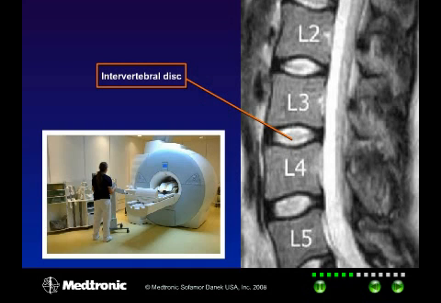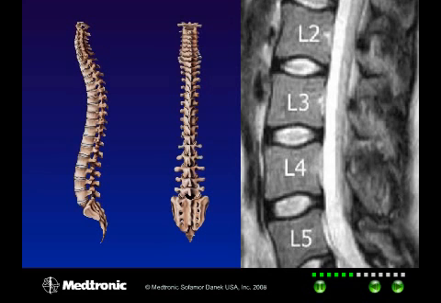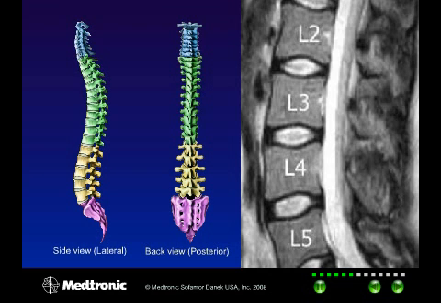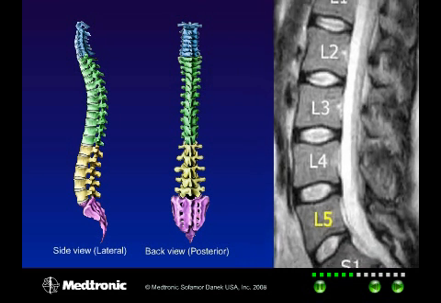The vertebrae are numbered according to the part of the spine: cervical, thoracic, lumbar, and sacral from top to bottom. The last lumbar vertebra is called L5, and the first sacral is called S1.